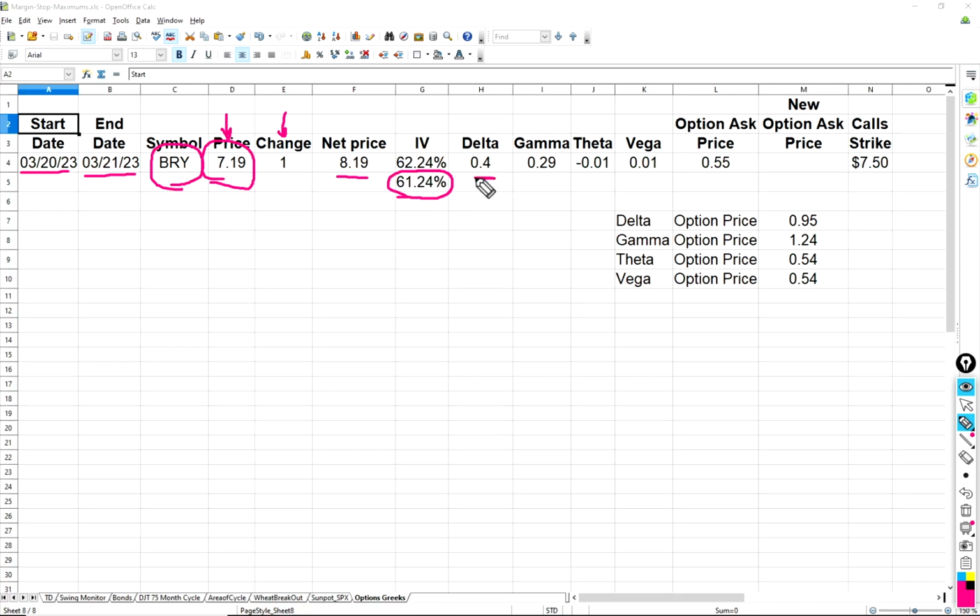Okay, here's the delta we saw there on the TOS platform that we just looked at, the gamma, the theta, and the vega. And here's the ask price. And here's that strike price. Okay, you'll see I got a section here.